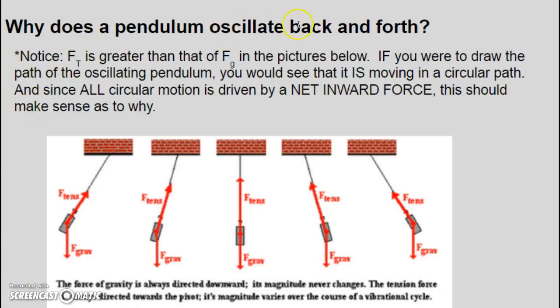So back to why does a pendulum oscillate back and forth? Well, notice that tension, F of t, is greater than the F of g in the pictures below. You'll see that this force, the tension, is going to be greater than the downward force of gravity, the weight. If you were to draw the path of the oscillating pendulum, you would see that it is moving in a circular path. And since all circular motion is driven by a net inward force, this should make sense as to why. So if I read below here, the force of gravity is always directed downward. Its magnitude never changes. The tension force is always directed toward the pivot. Its magnitude varies over the course of the vibrational cycle.